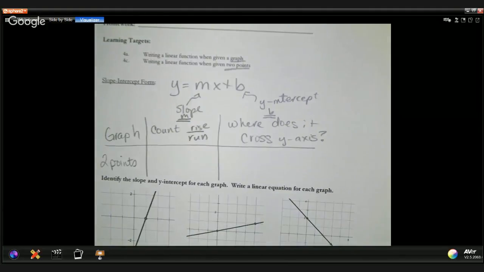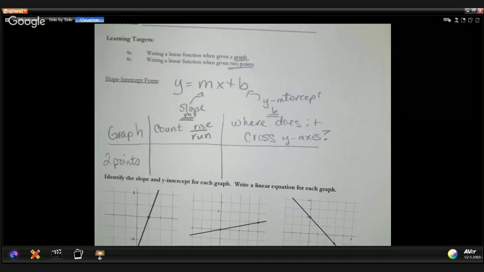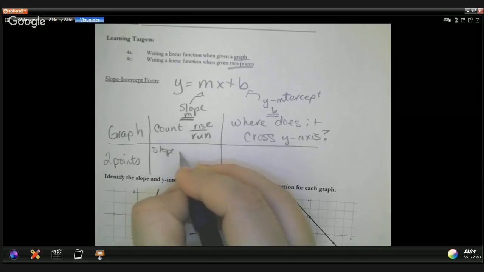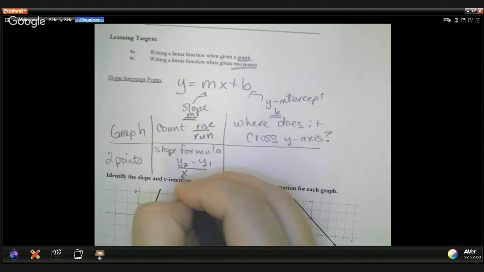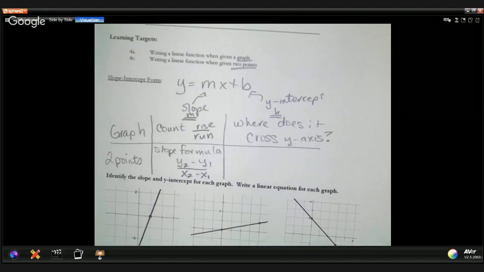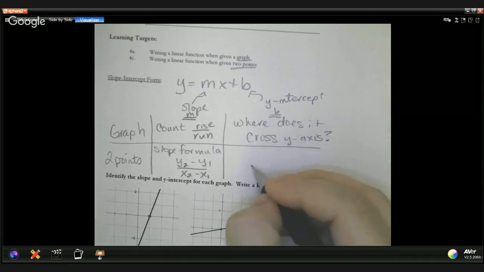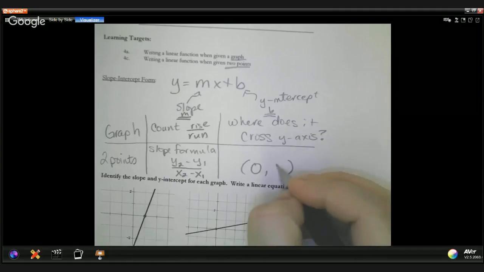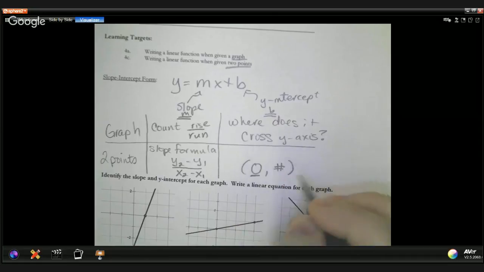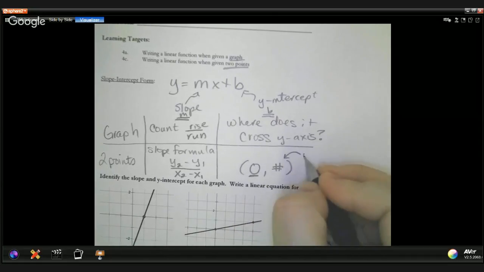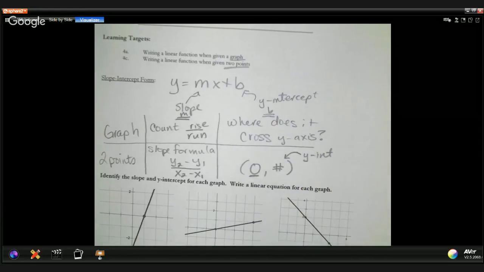Now, if you're given 2 points, it's a little bit harder because I don't have the graph. So the first thing I need to do is use my slope formula, which is y2 minus y1 over x2 minus x1. That will give you your slope. For right now, the only problems we'll have with 2 points are when I know my y-intercept, and it gives you a point with a 0. That's when it crosses the y-axis because I don't go any left or right. So whatever number is paired with 0, that is your y-intercept.